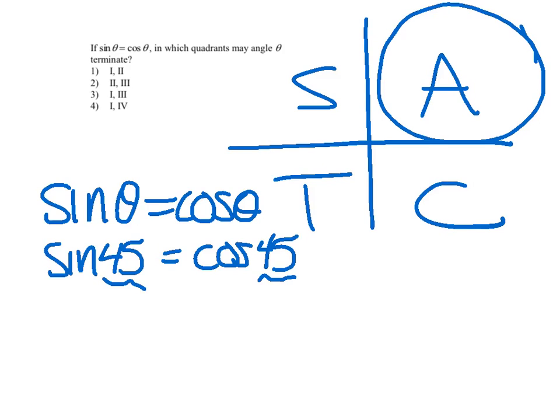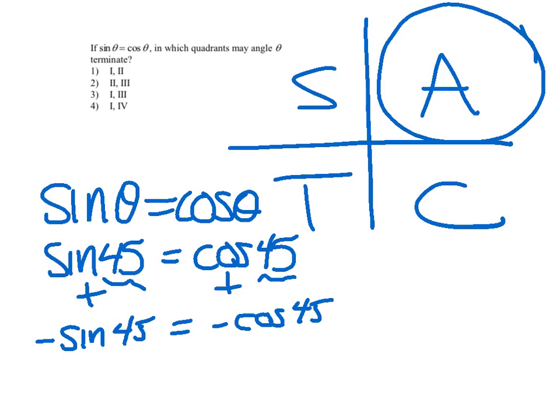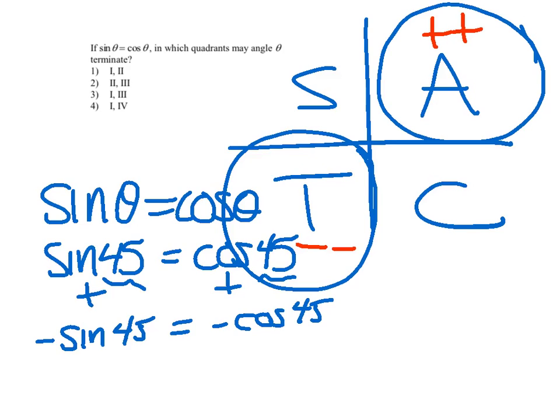Now, that's where they're both positive. But they can both be negative as well, and they'll have the same value. Negative sine of 45 and negative cosine of 45 have the same answer. Negative radical 2 over 2 and negative radical 2 over 2. So they're both in quadrant 3. So if I went too fast for you there, say to yourself, they're both positive here, and they're both negative here. So they have the same sign. They are equal to each other.